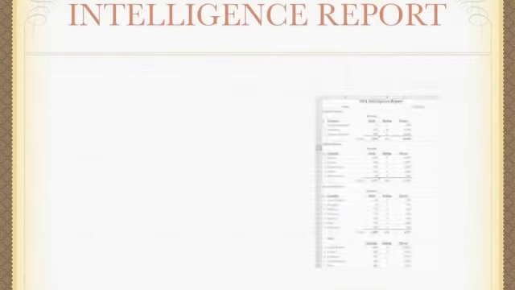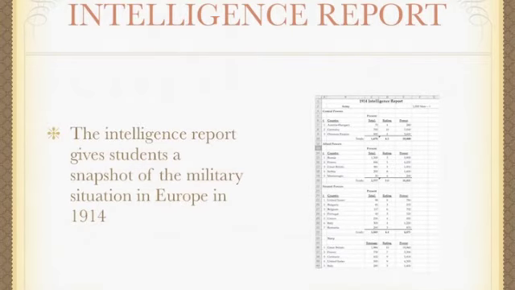The intelligence report gives students a snapshot of the military power in each country. Students can see every country's army size and rating before the war began. Students, however, will not know how many reserves a country has or how fast they can get those reserves into their army. Naval size and ratings are also disclosed.